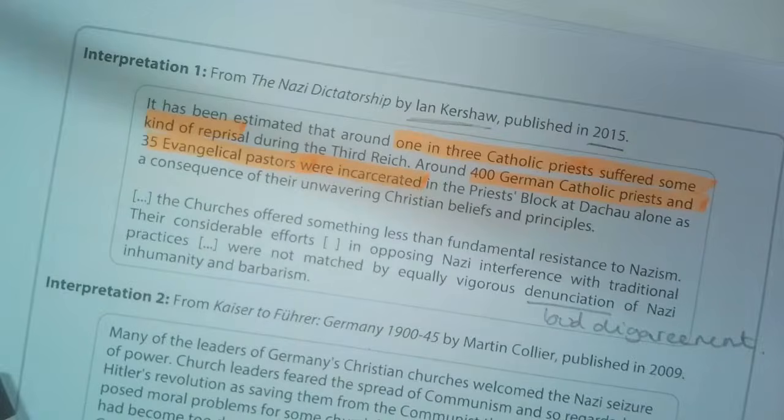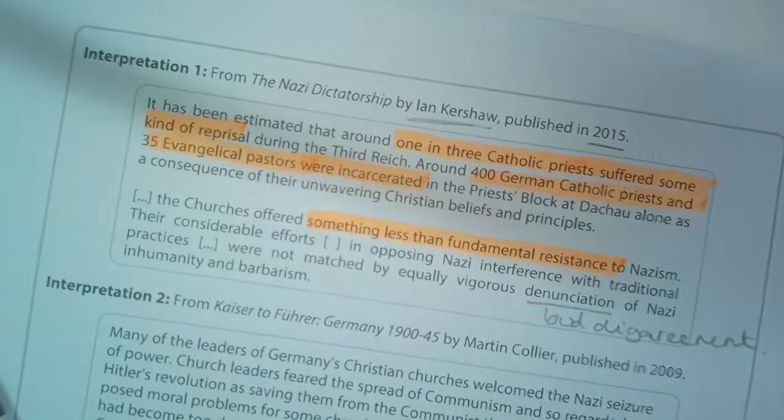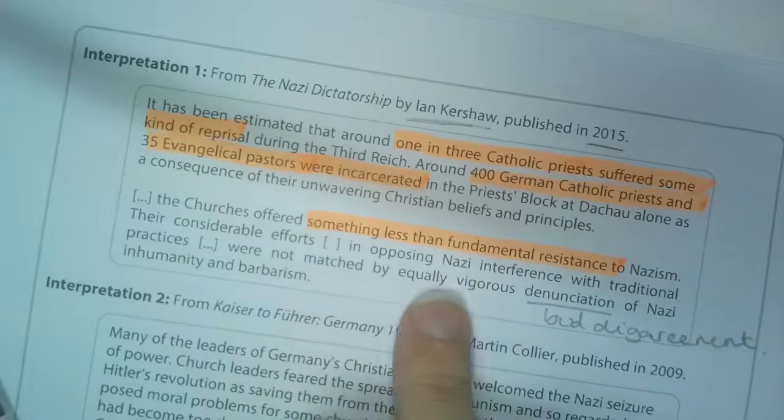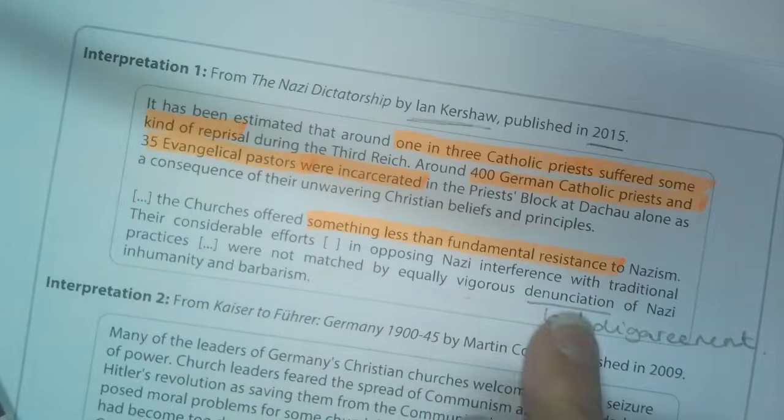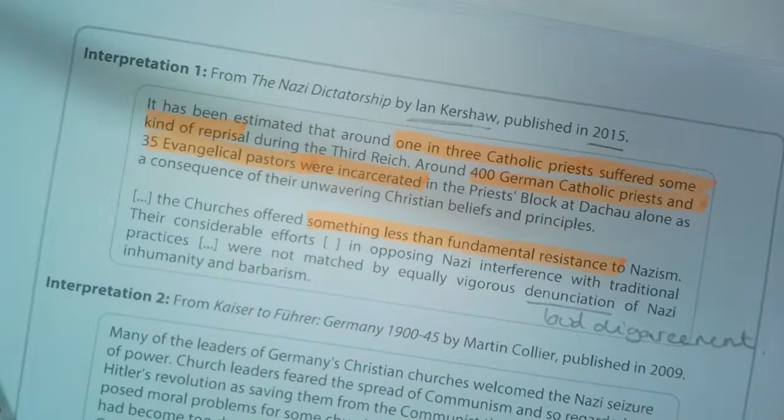The churches offered something less than fundamental resistance. So he's saying that they didn't offer a lot of resistance. Their considerable efforts in opposing Nazi interference, so they opposed any interference in the way that they carried out their religion, but this was not matched by equally vigorous argument against the way that the Nazis behaved. So that's what he's saying.